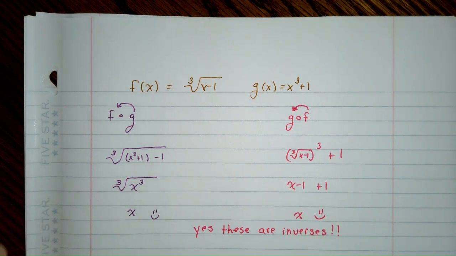So anytime you need to check, you can just substitute one into the other. If you have a function that's not one-to-one, you can limit the domain and it will become one-to-one.